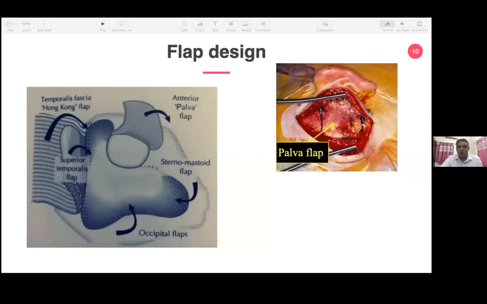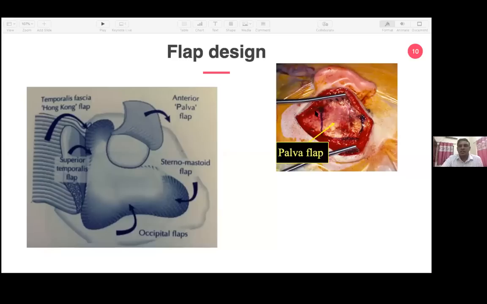That means you design in such a way, you make a horizontal cut superiorly and inferiorly and join this by a vertical cut here. So this vascular strip is from here. So it is an anteriorly based vascular supply. So the anteriorly based musculoperiosteal flap is called Palva's flap.